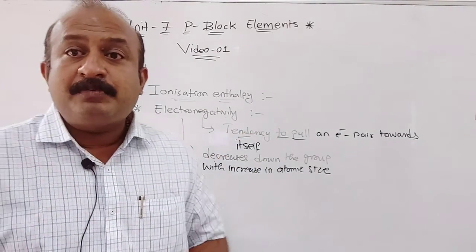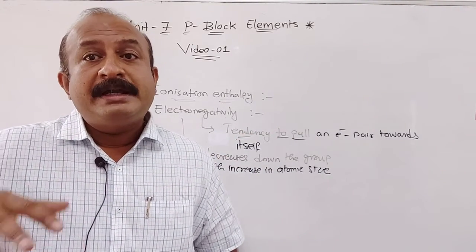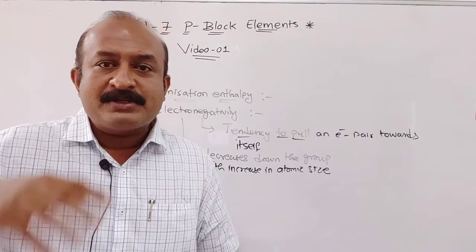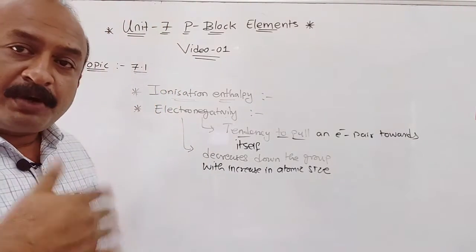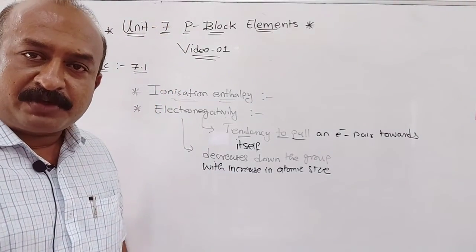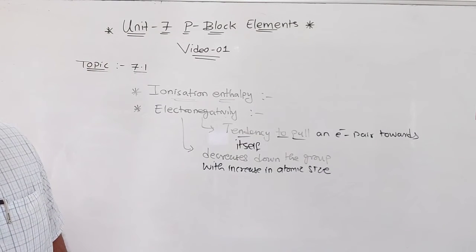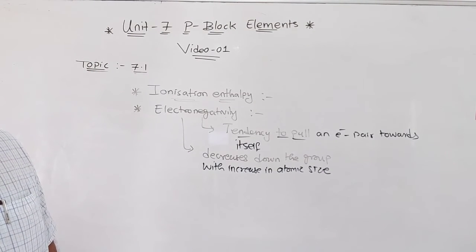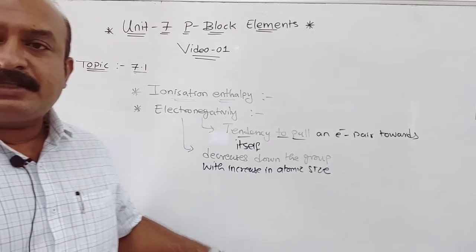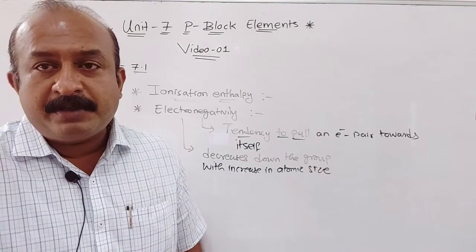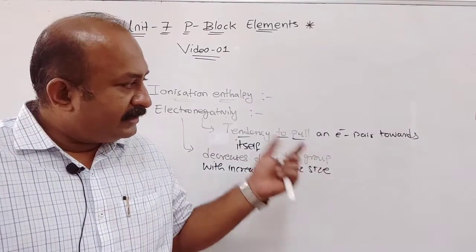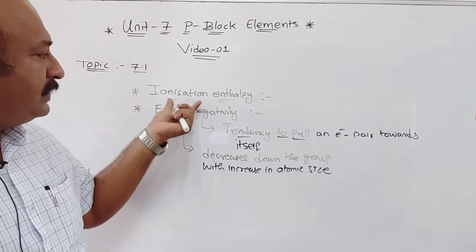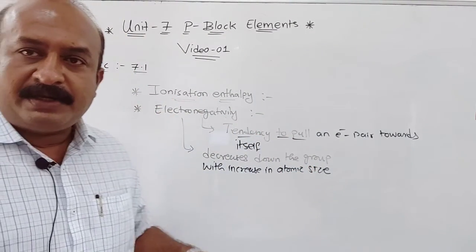So the loss of electron will increase and the pull of electron will decrease, because down the group the properties change to metallic type. In your book it is given: however, amongst the heavier elements, the difference is not that much pronounced. Heavier means down the group, as the elements keep on becoming heavier. I think this topic is clear to you. We have studied two things: ionization enthalpy and electronegativity.